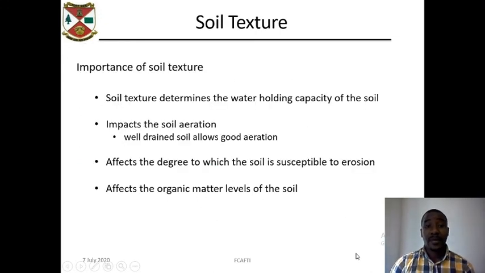Now, why are we learning about soil texture? Soil texture determines the water holding capacity of the soil. Soil texture also impacts soil aeration. Well-grained soils allow good aeration. Soil texture also affects the degree to which the soil is susceptible to erosion, and it also affects the organic matter levels of the soil.